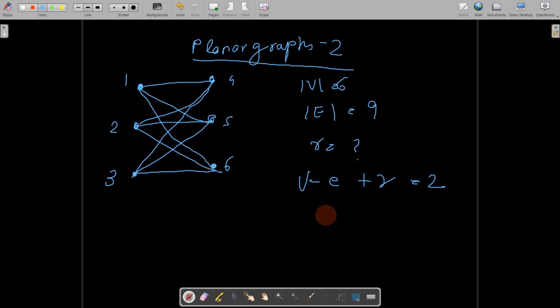The other inequality is 3r less than or equal to 2e. But note, this is a bipartite graph. That inequality assumes the smallest cycle possible in the graph has 3 edges. But in a bipartite graph, you cannot have a cycle of length 3. Why? Because in a bipartite graph, the edges are across the sets, not within a set.